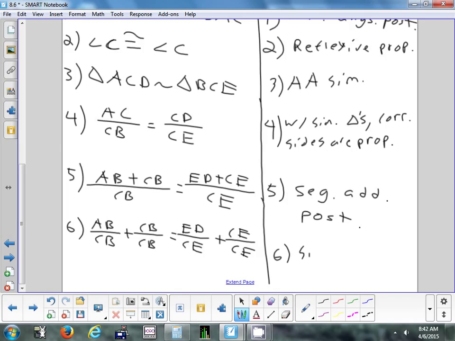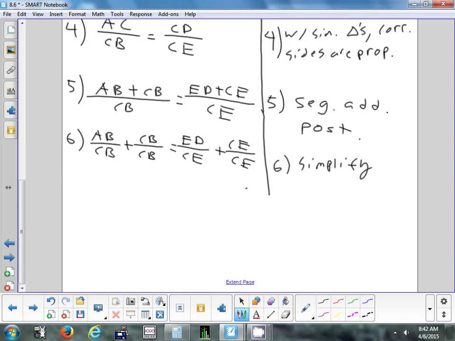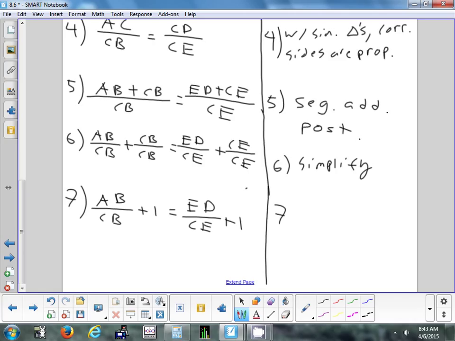So I'm just going to call that step simplify. You had a common denominator. I just wrote each factor over the common denominator. Step 7 is also going to be simplified. What do you get if you do CB divided by CB? It's 1. Divide two things that are the same, you get 1. How about CE over CE? 1. So now we get this plus 1 equals this plus 1. That's step 7. Again, what did you really do there? You just simplified your fraction. Divide two things that are the same, you get 1.